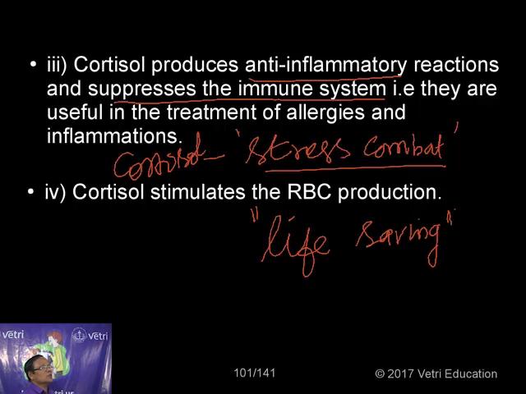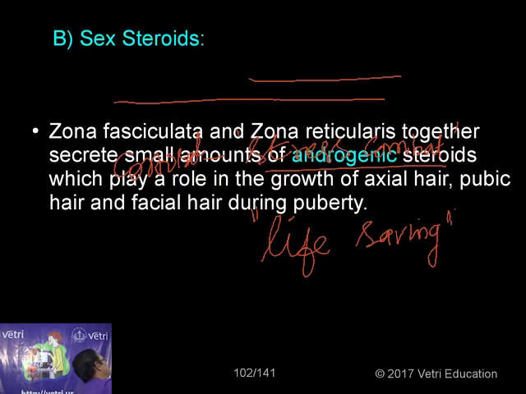This is the only one which prevents the activity of the immune system while we are doing transplantation surgery, that is, while doing tissue or organ transplantation. So that's why it's called a stress combat hormone, and all the glucocorticoid hormones together are called life-saving hormones. Stress combat hormone for cortisol. Cortisol also stimulates RBC production, erythropoiesis.